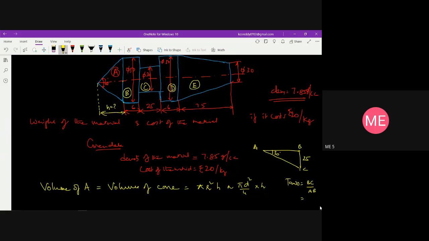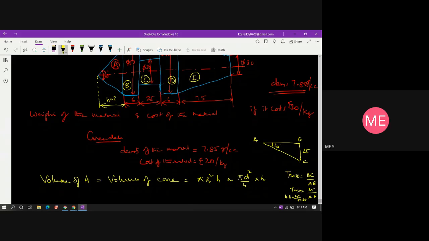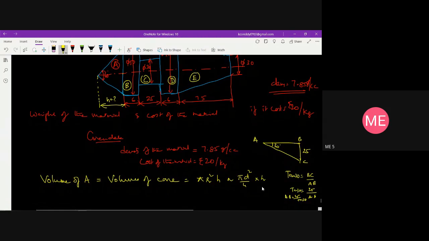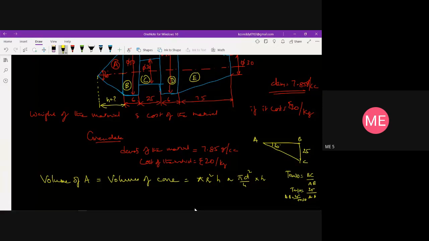So BC is equal to 25, then AB I need to find out. So tan 30, AB is equal to 25 by tan 30, which will give the length of AB. Once you find out the length of AB, 25 by tan 30 is around 43.3 mm. So 43.3 mm is the AB length, which means that is the height.